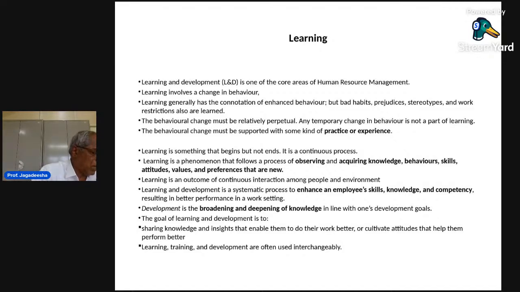taken note of. Skills is another important point. Attitude, value, preference that are new. All these are considered to be the process which you need to learn through learning, another important point. And I can learn by interacting with the people, by interacting with students like you, I can also learn something, another important point.